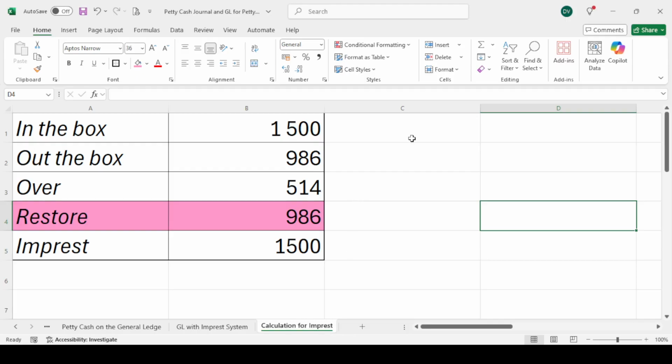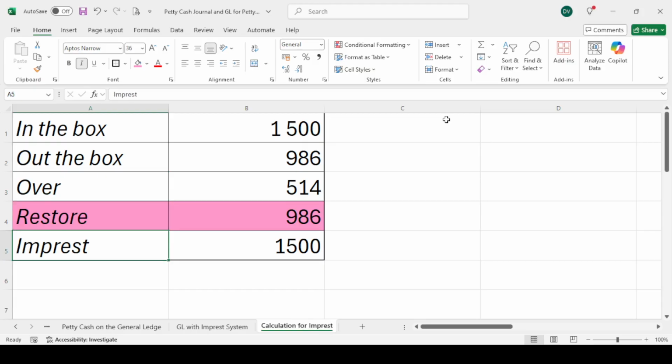But I'm going to explain to you now why this is useful. You can use this as a little calculation when you have to restore the Imprest. You simply write down these words. What do you have in the box? What went out the box? What do you have left over? What do you need to put back to restore the Imprest? And then what was the Imprest?